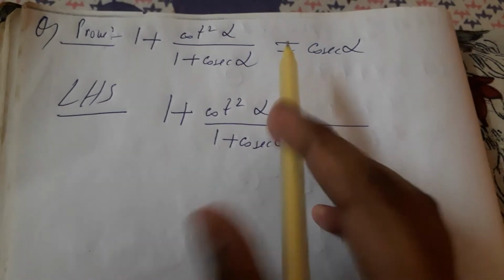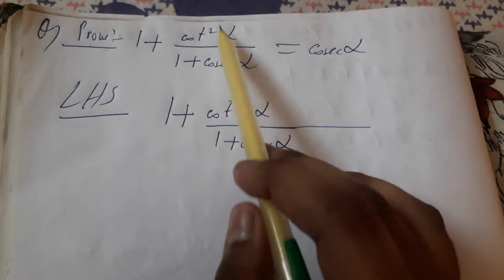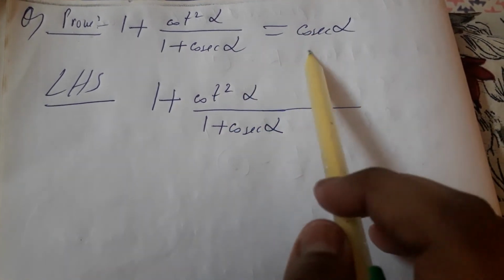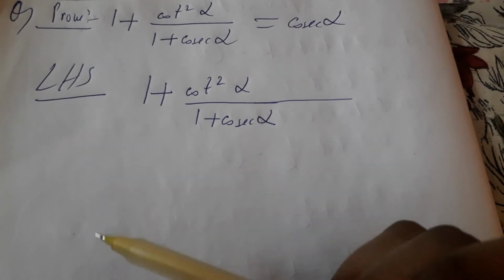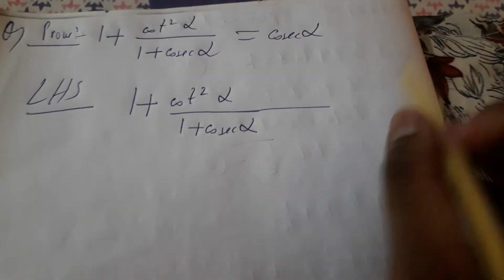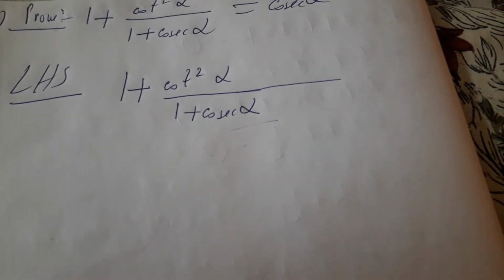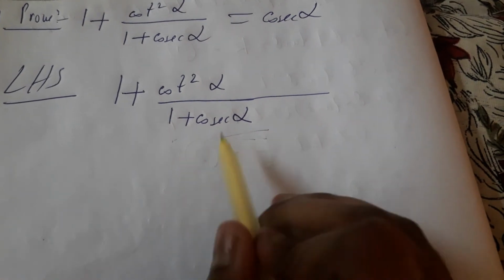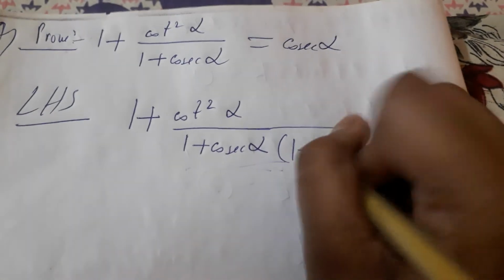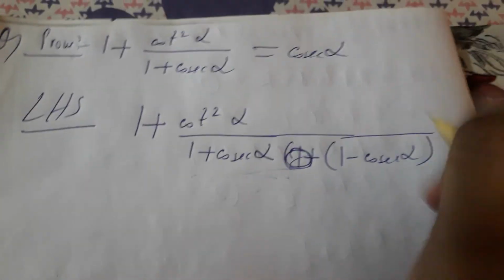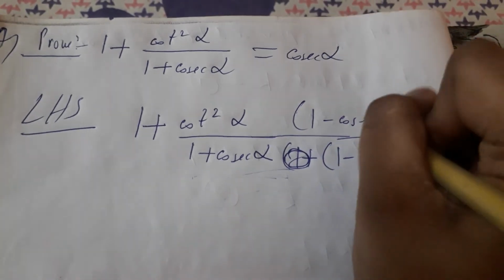Okay, see, last but not the least, you have to prove here 1 plus cot square alpha divided by 1 plus cosec alpha is equals to cosec alpha. You have to first take here LHS. Now see, you have to always put it in your formula, means identities, in a square minus b square format. Now see, here a plus b is given, that is 1 plus cosec alpha. So you have to here multiply 1 minus cosec alpha on both numerator and denominator.